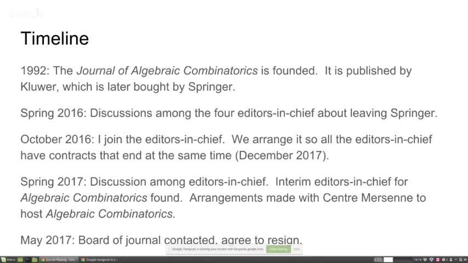In 1992, the Journal of Algebraic Combinatorics was founded. It was published by Kluwer at the time, which was later bought by Springer. Algebraic combinatorics is a particular subdiscipline within math, which had really started to take off a few years before that, but there was a sense that it was a mature subfield that needed its own journal, and so it was established, and it established a reputation for itself as the best place to publish in its discipline.